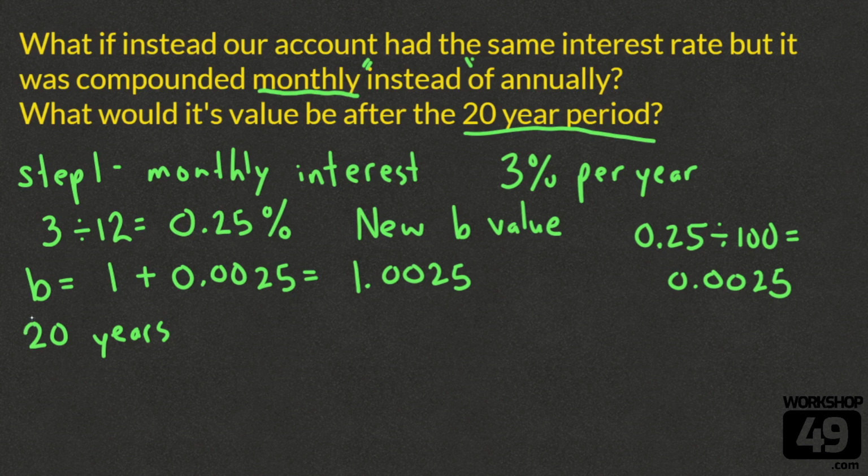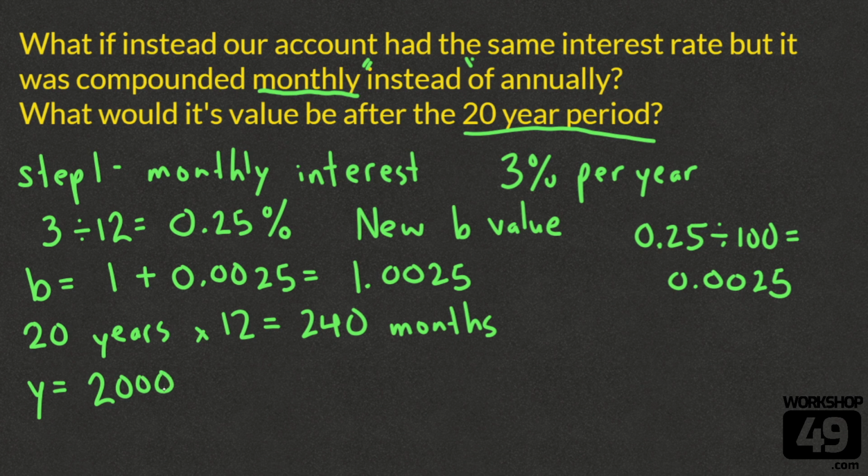It's 20 years still, but since we're talking about months, we're going to have to convert that 20 years into months, which means multiplying it by 12, because there's 12 months in a year, that equals 240 months. We have our A value still. That's the $2,000 we invested. So we can set this up. Y equals 2,000. That's our initial deposit. Our new base is 1.0025. That is the 1 plus whatever our interest rate is divided by 100. Now that it's months, it's 240.